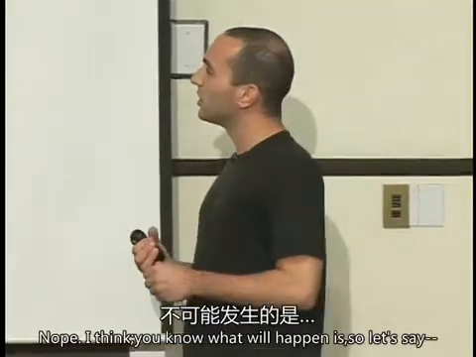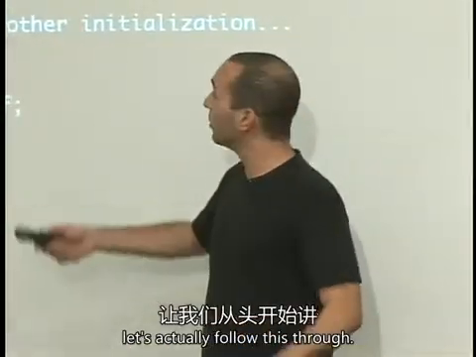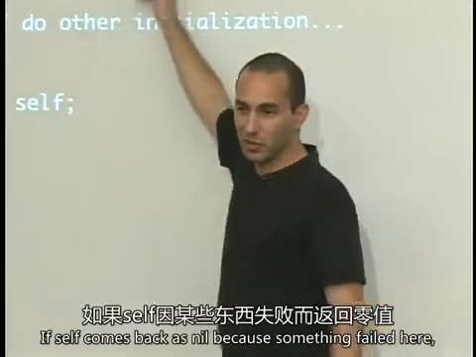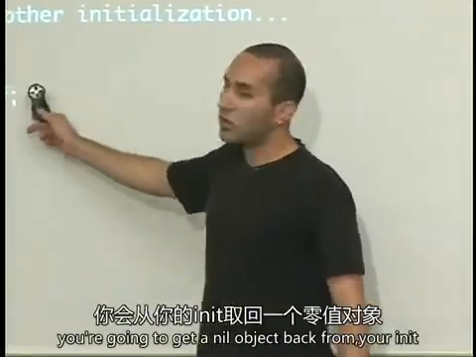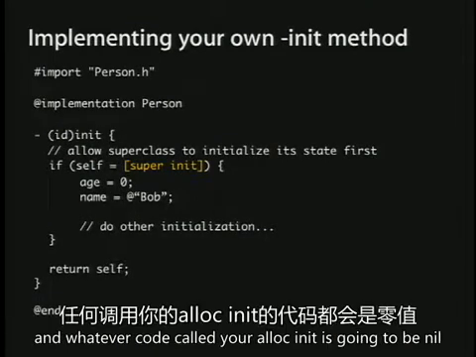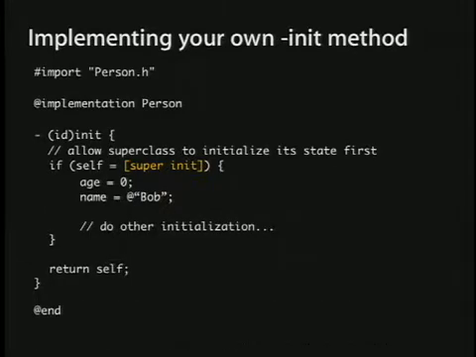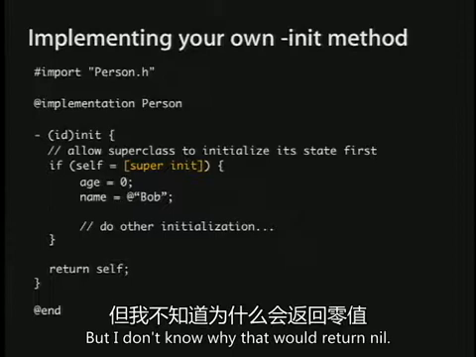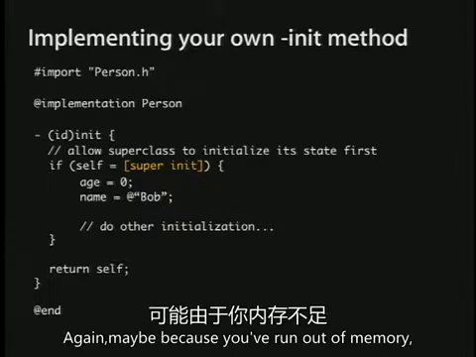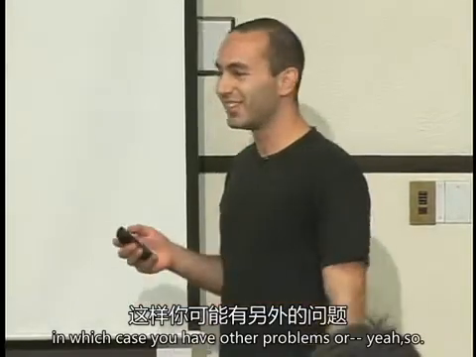No. I think what will happen is, let's actually follow this through. If self comes back as nil because something failed here, you're going to get a nil object back from your init. And whatever code called your alloc init is going to get nil, and then you could just continue on and should be fine. But I don't know why that would return nil. Again, maybe because it ran out of memory, in which case you have other problems.